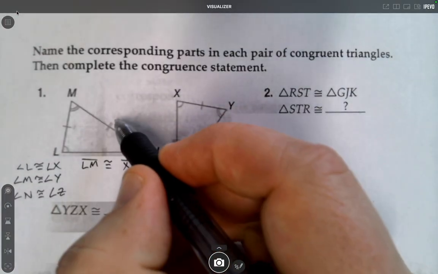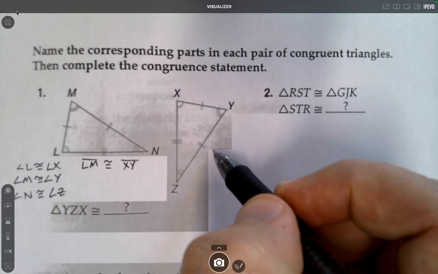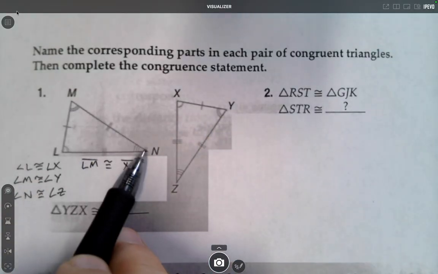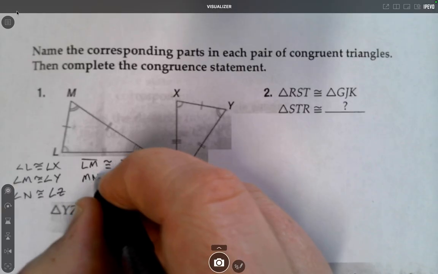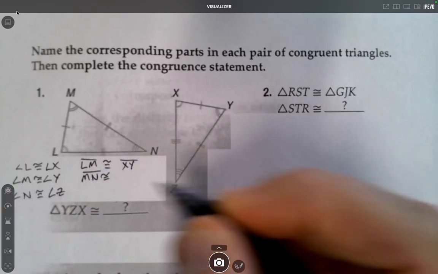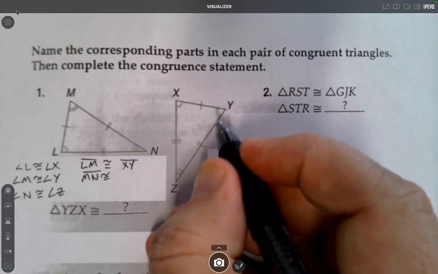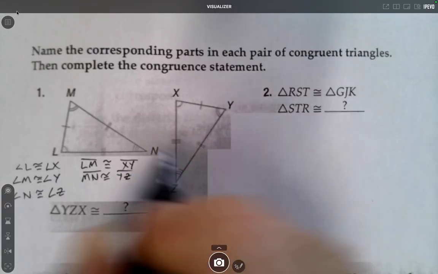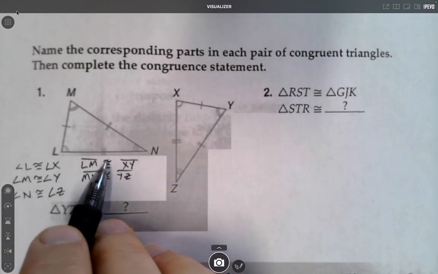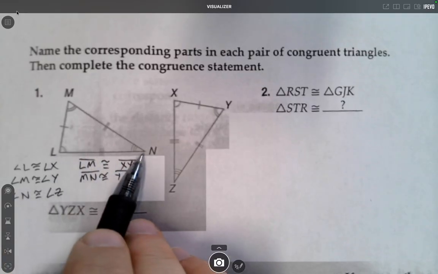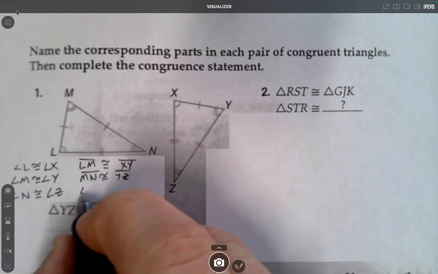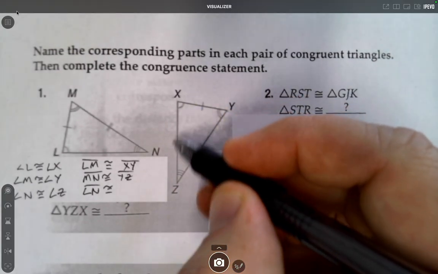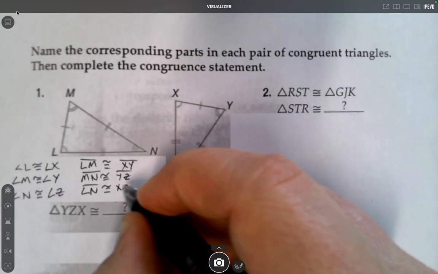Then I have the one with two tick marks, these two sides. MN, that's two arcs to three arcs. YZ, two arcs to three arcs. Then the three side, we have LN, that's one arc to three arcs. And then XZ, because that's one arc to three arcs.